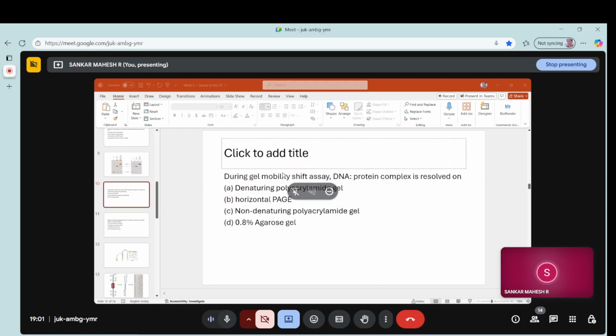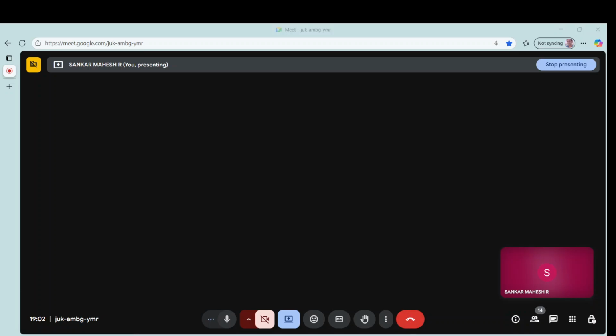The thing with gel mobility shift assay is, you want to preserve your DNA protein complex, which is why you can't use a denaturing page, which is why you will use a native page. A non-denaturing page is a name that is used for native page, where you don't have SDS or any of the chemicals that would denature your protein. Right. So option C is correct here. Good.